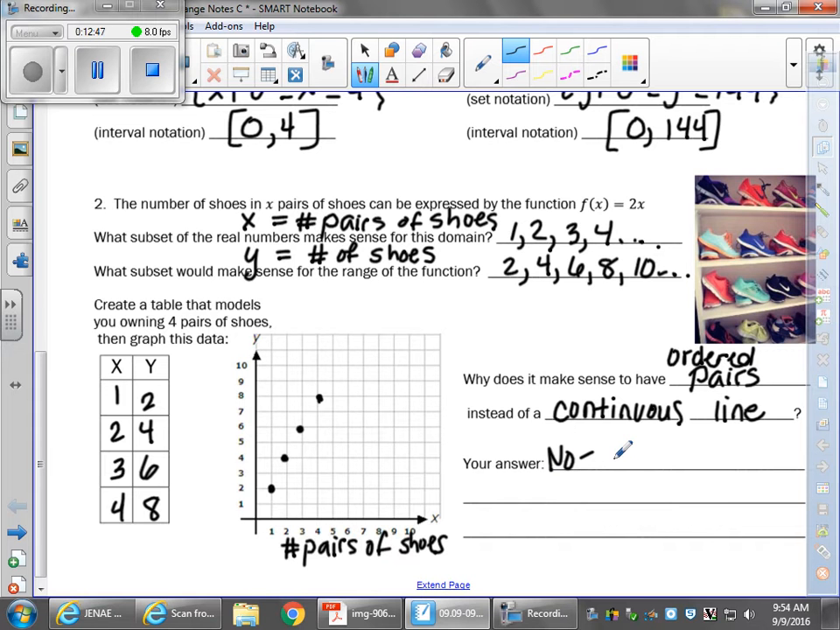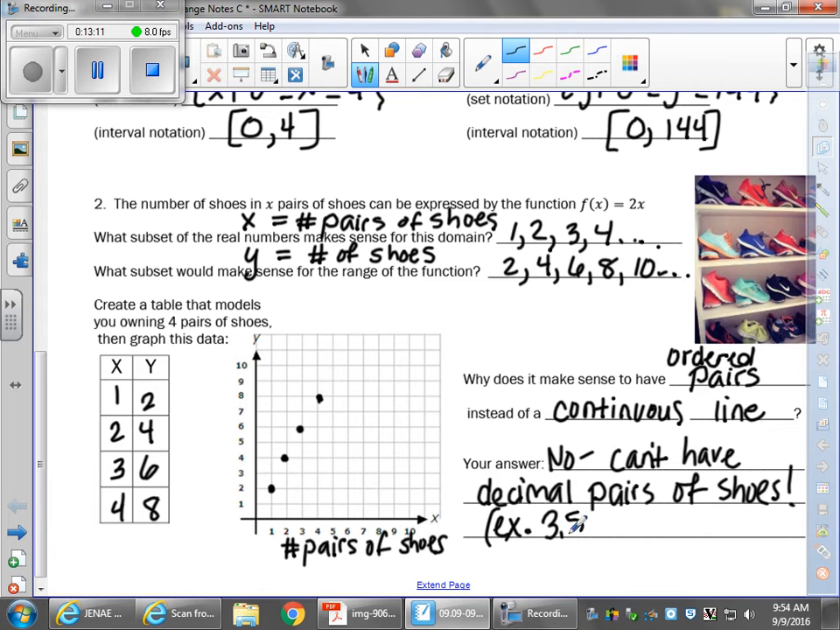What can we not have? There's the word, decimal. Good. Can't have decimal pairs of shoes. So example, somebody give me a crazy decimal. 3.568 pairs of shoes. Doesn't exist.